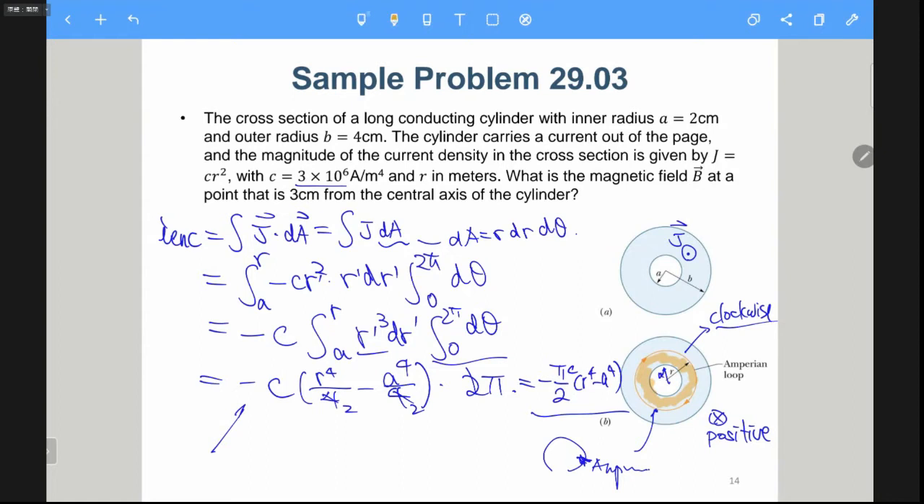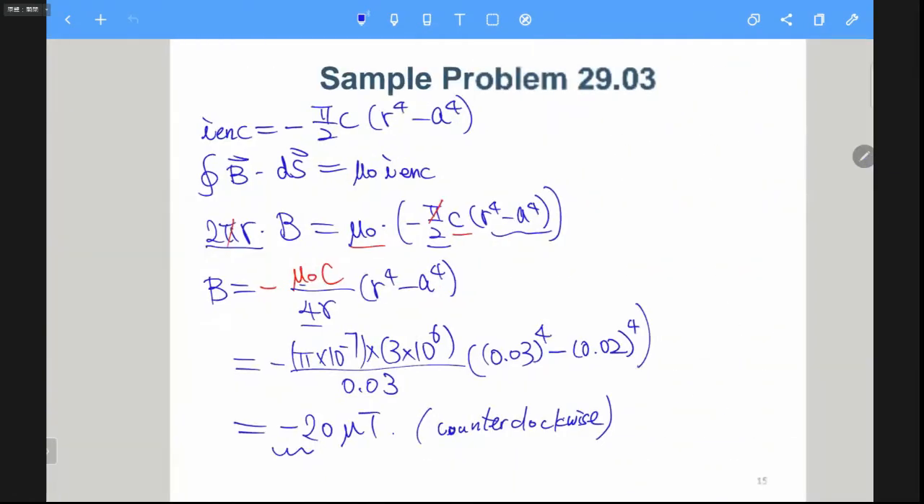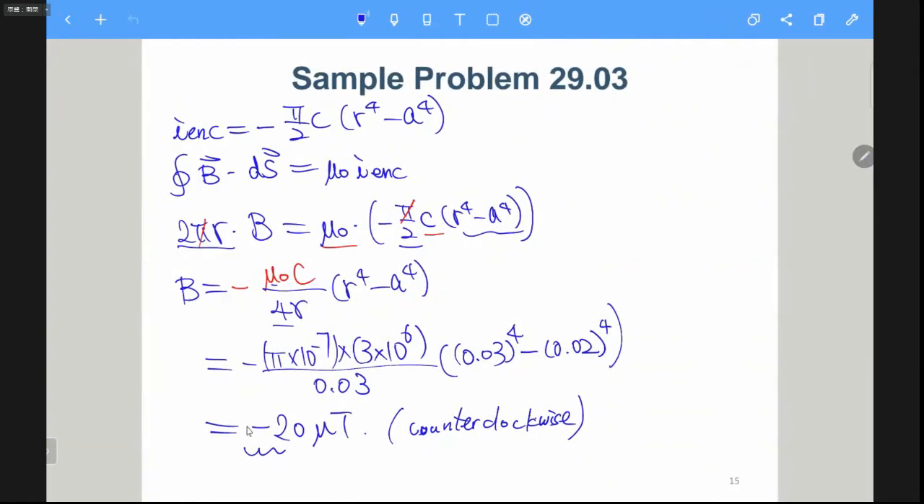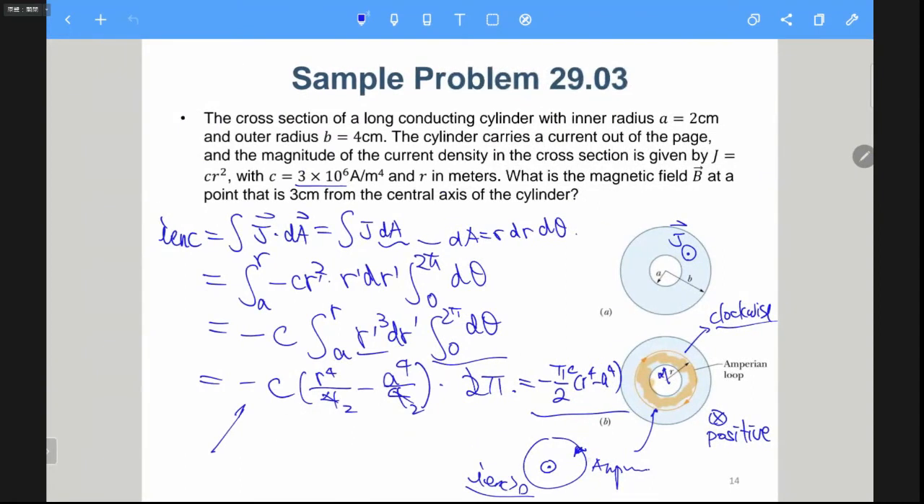If you define the impedance loop to be counterclockwise rather than clockwise, then this is the positive direction. And in that case, the current will be considered to be positive. So in this case, I enclosed is positive. And finally, of course, you can find the B to be positive. And if B is positive in this case, which means it is clockwise.